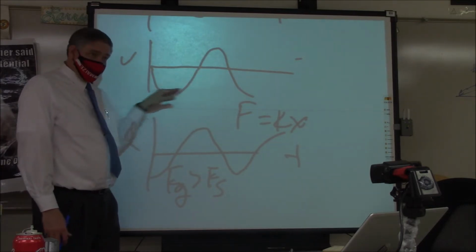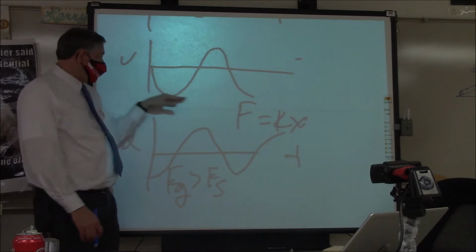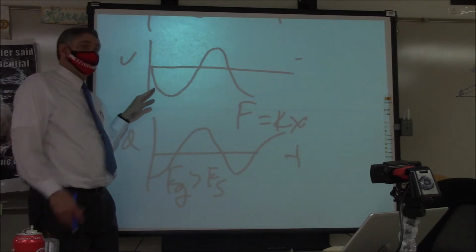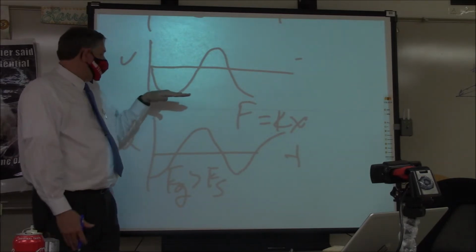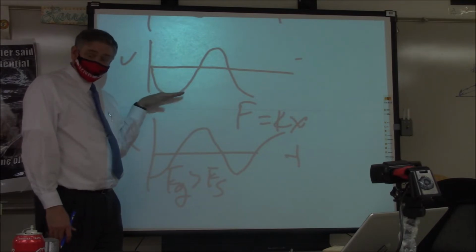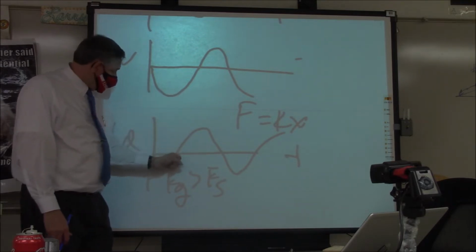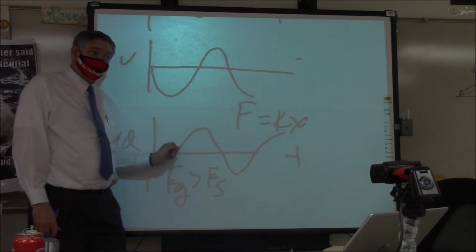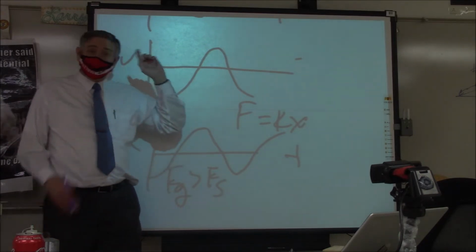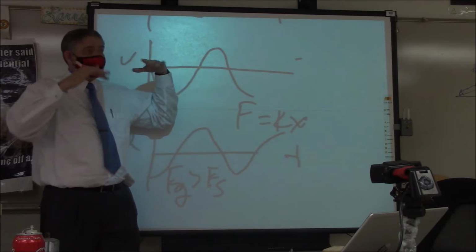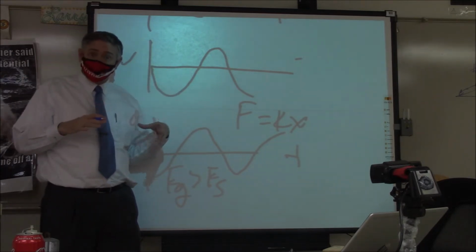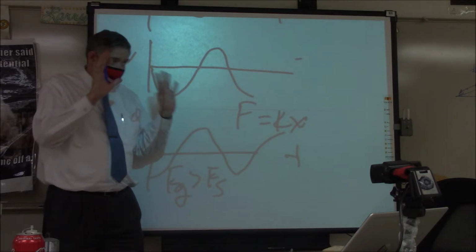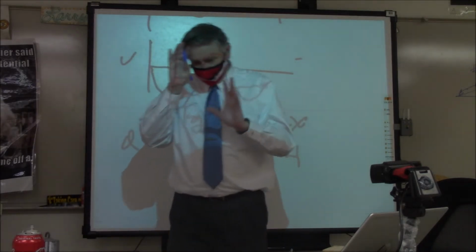If I were to draw the tangent line here on my velocity time graph, it gives me my acceleration. This has no slope, so this is an acceleration of 0. That's when this acceleration time graph crosses 0. So you have to see how all three of these graphs correlate. Don't look at them in isolation.